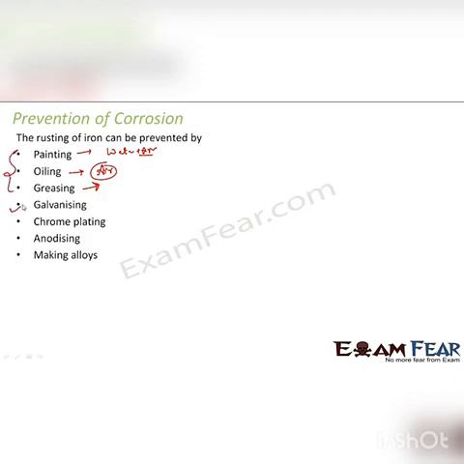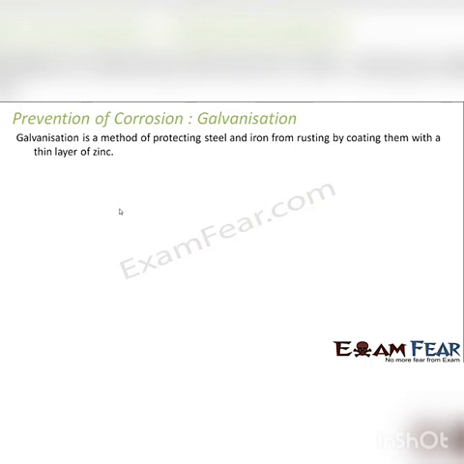Galvanizing is something which is new to us. We'll learn this. Chrome plating is plating a layer of chrome. Anodizing is also new to us. Making alloy is also new to us. So we'll learn all these actually, right? What is galvanizing, chrome plating, anodizing, making alloy, and how these things help in preventing corrosion. So first thing is galvanization.